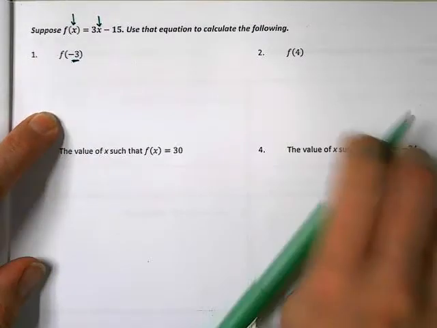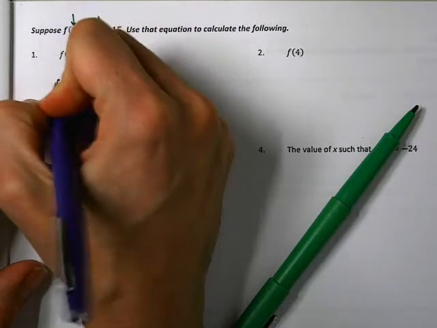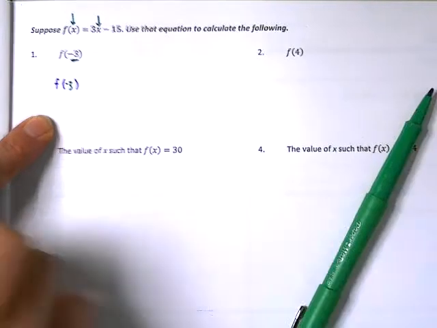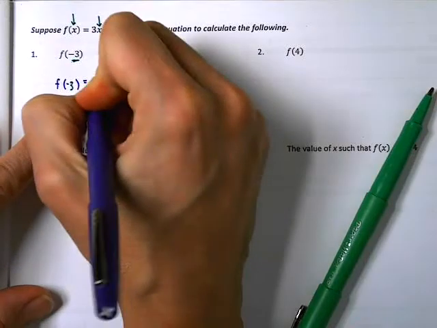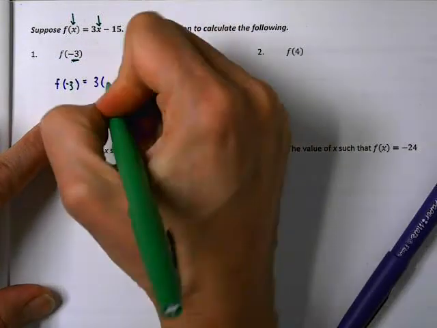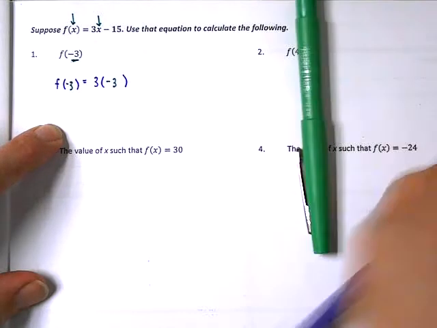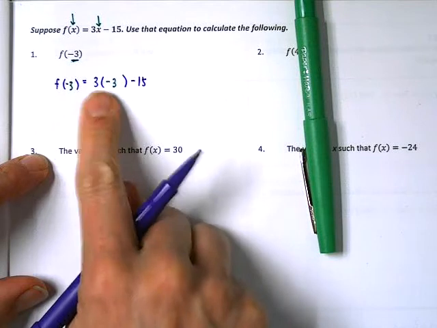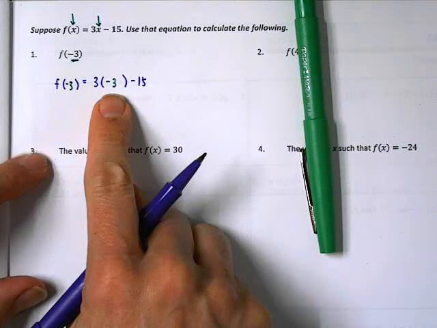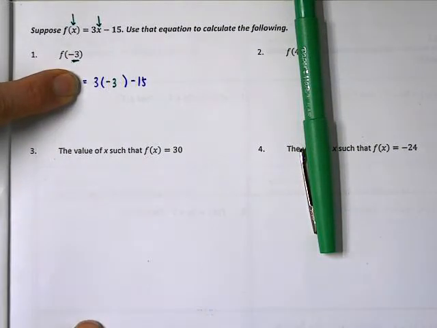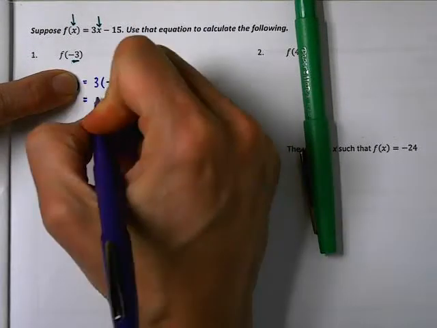So I'm going to copy this here, f of negative 3 equals 3, and again, I'm replacing that x with the negative 3, and then minus 15. So again, I copied everything in the equation except I substituted negative 3 for that x. Now, this is just going to stay f of negative 3. I'm not doing anything with that side. That's just the name of the function. All I'm doing is simplifying the right side.